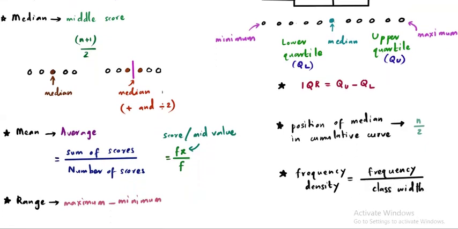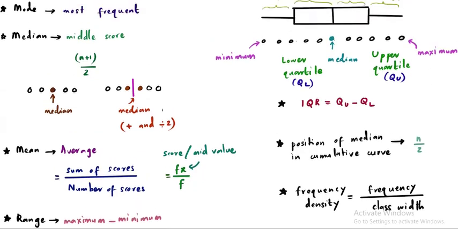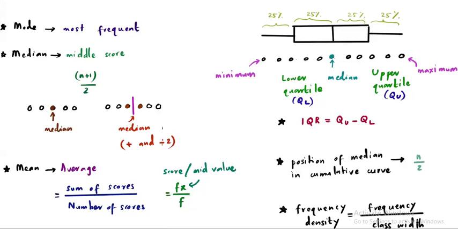Then the next one that we have is to calculate the range. That's the difference between the maximum and the minimum value in the scores given to us. Then we also have to have an idea about box and whisker plots. When it comes to box and whisker plots, we need to know 5 numbers to draw a box and whisker plot.